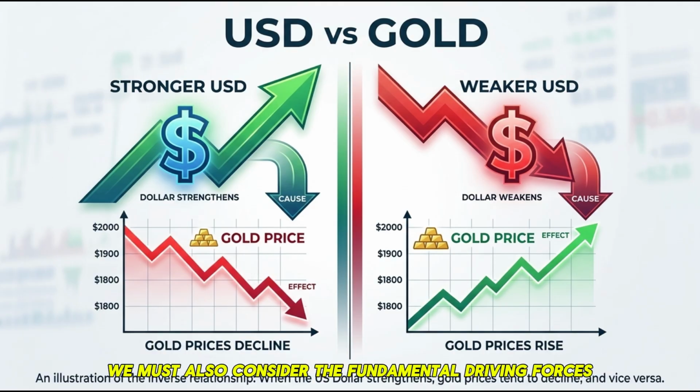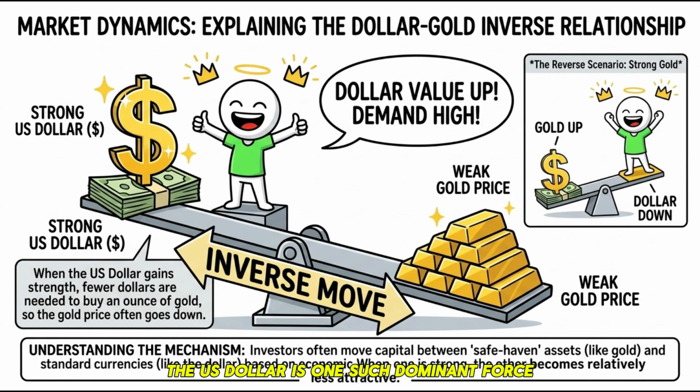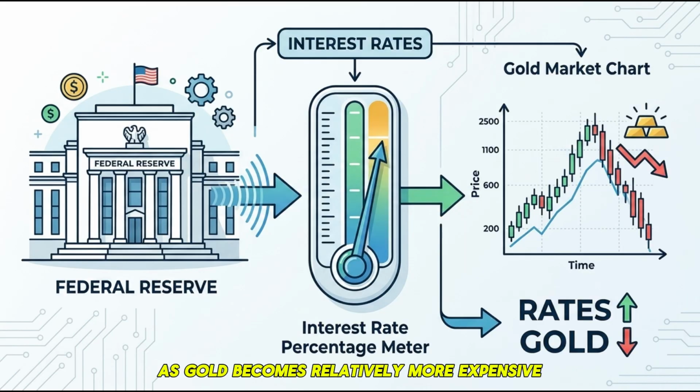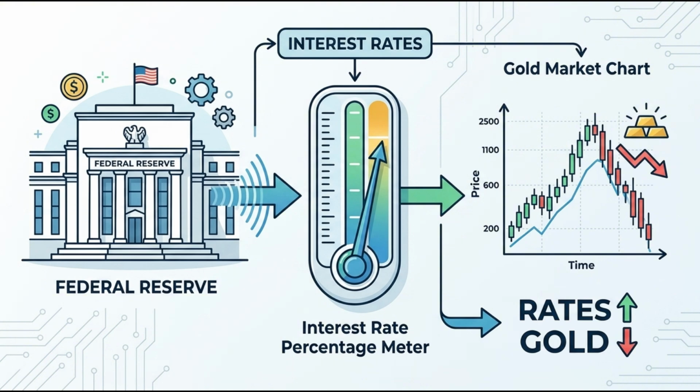However, we must also consider the fundamental driving forces behind price changes. The US dollar is one such dominant force, as gold is denominated in dollars globally. Consequently, any appreciation or depreciation in the world's most popular currency is usually reflected immediately in the price of gold. Generally, gold prices tend to rise when the dollar weakens, as gold becomes relatively more expensive. Conversely, gold tends to lose value when the dollar rises, because the price of gold effectively becomes cheaper in dollar terms.